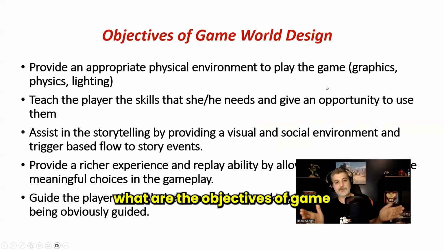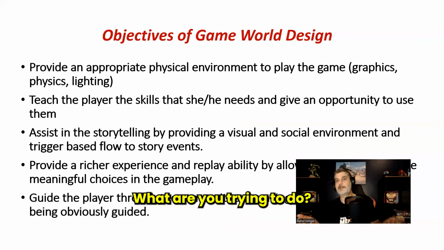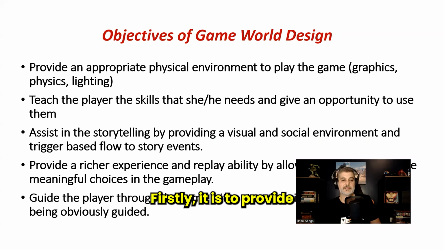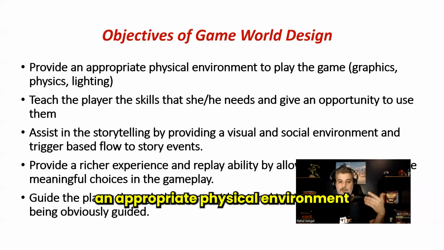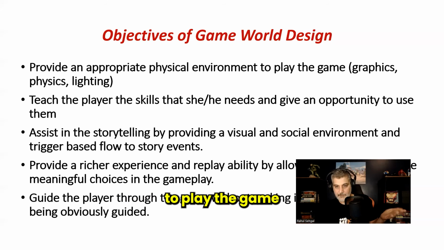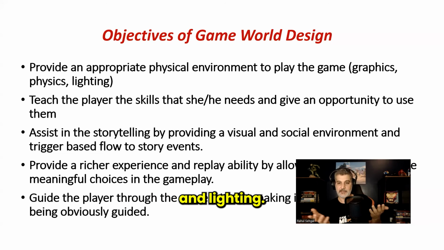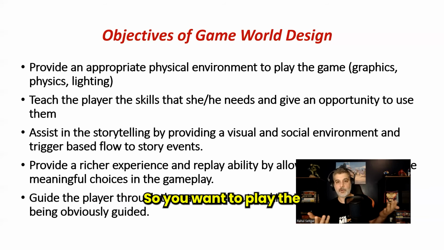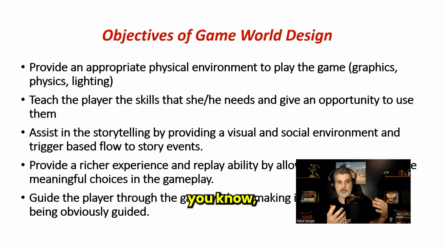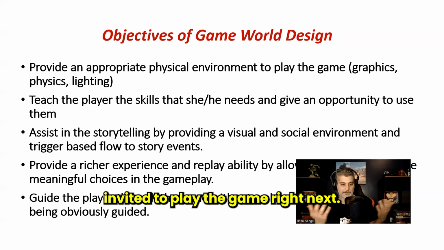So what are the objectives of game world design? Like, what are you trying to do? What's the whole point of this? Firstly, it is to provide an appropriate physical environment to play the game in terms of graphics, physics, and lighting. So you want to play the game, right? There has to be a physical environment to play the game, right?